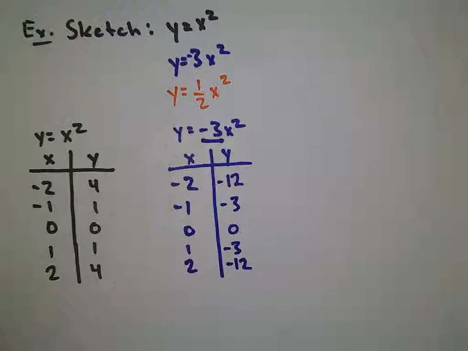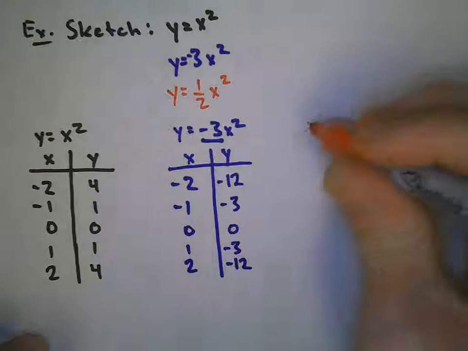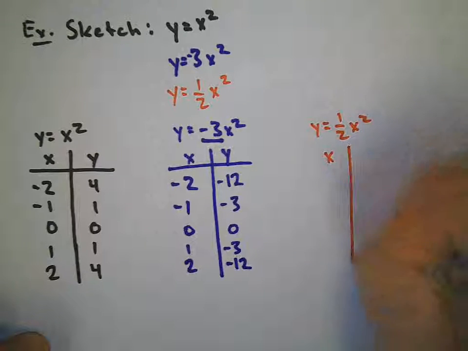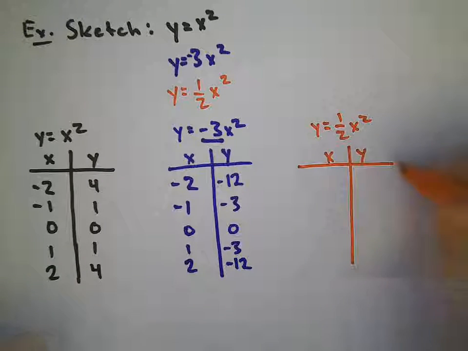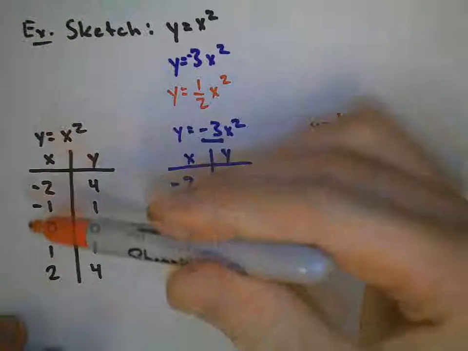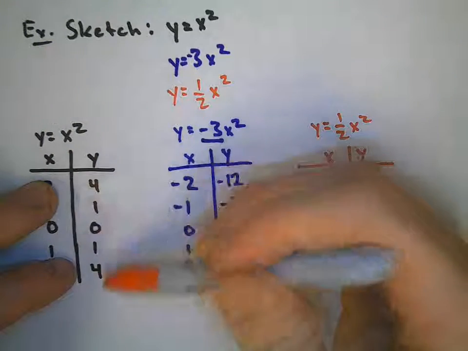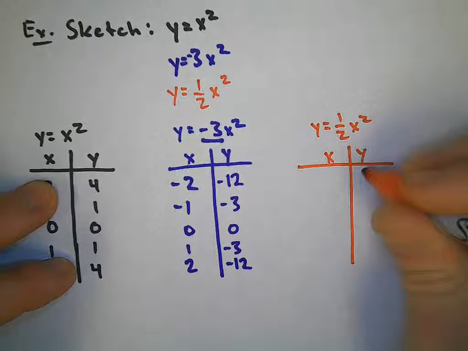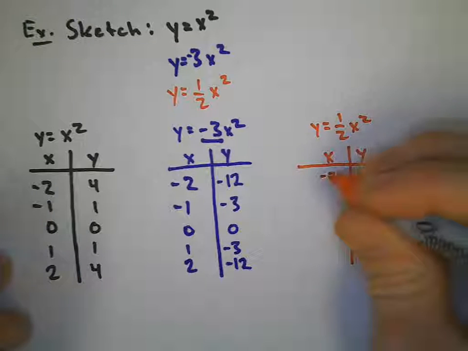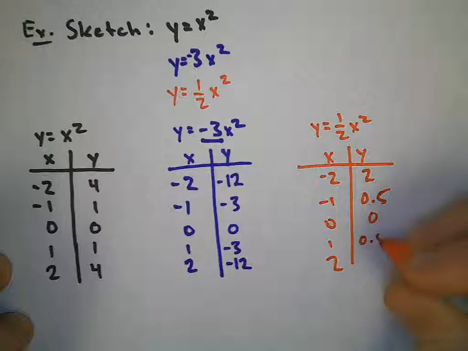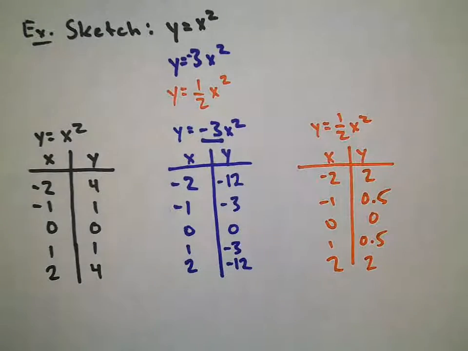And finally, we have 1/2 x squared. Every single time, you notice that we will have the same x values. To get our transformation or image point, we take our parent function of y equals x squared, look at your y values, and multiply each one by 1/2. So 2, 0.5, 0, 0.5, and 2 again.